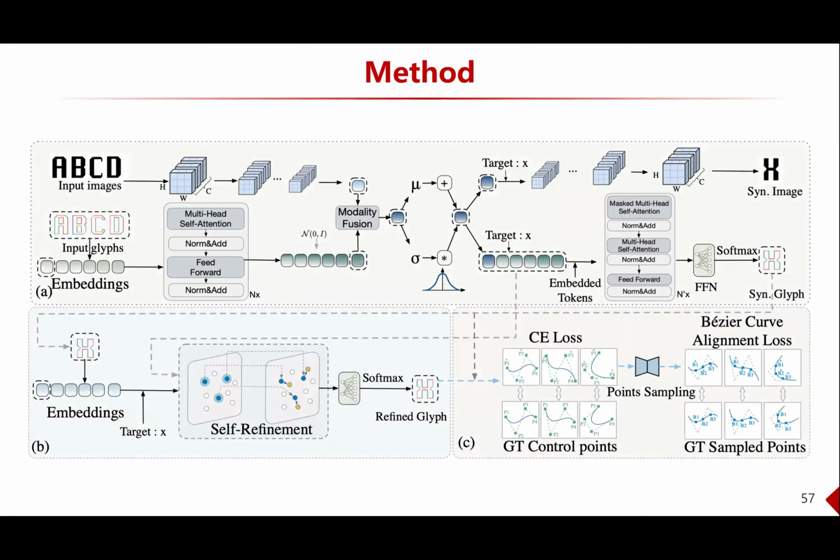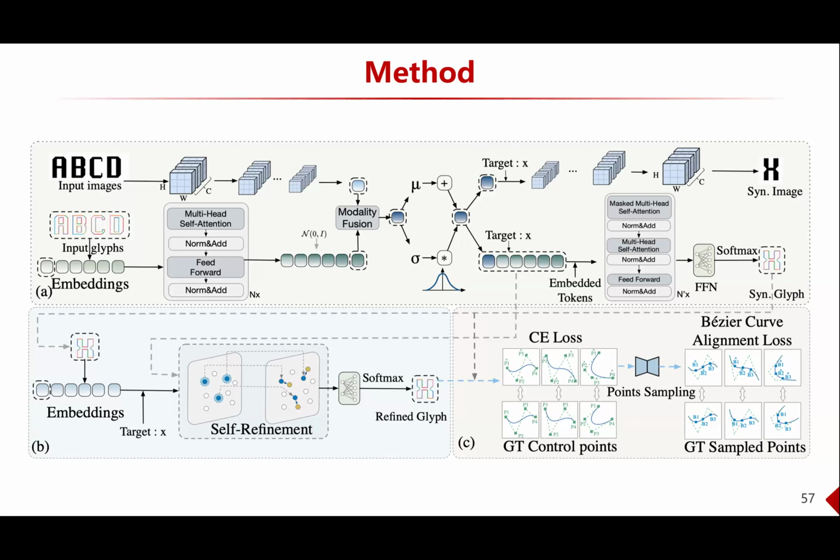And here is the pipeline of our DeepVecFont-v2, and the inputs are reference glyphs in both raster images and the vector outlines. So in sub figure A, this is a dual branch architecture based on transformers and CNNs to synthesize the target vector glyph. And the sub figure B shows the self-refinement module, which is designed to remove the artifacts in the initially synthesized vector glyphs.